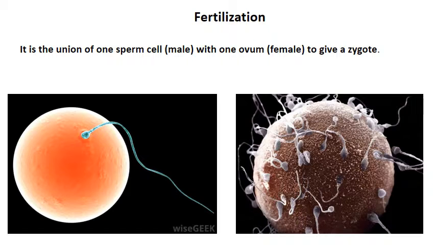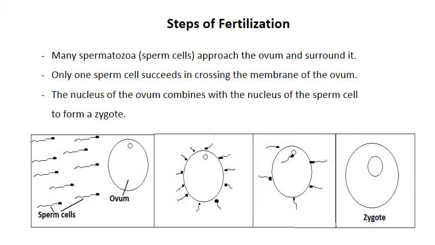Okay, like we said before, fertilization is the union of one sperm coming from the male and one ovum coming from the female to give a zygote. Steps of fertilization. First step, many sperm cells start approaching and surrounding a single ovum. In the second step, one sperm cell penetrates the ovum. In the third step, the nucleus of the sperm unites with the nucleus of the ovum to give a zygote. And this is the process of fertilization.